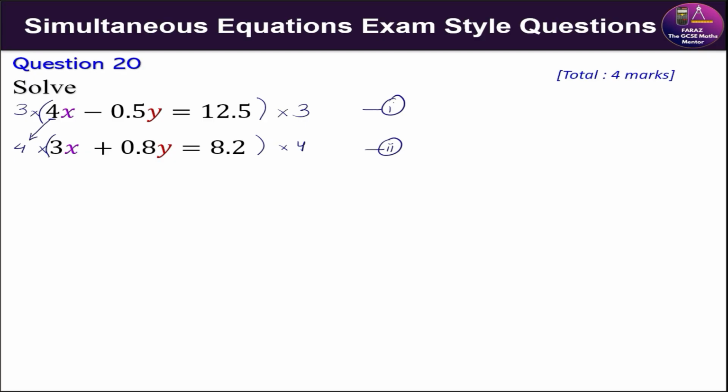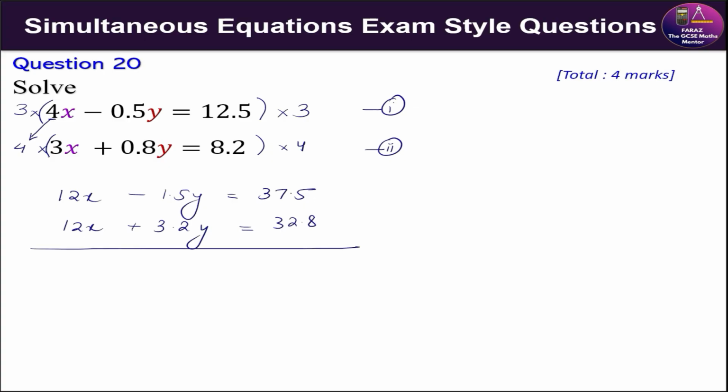If you do that, it will become 12x minus 3 times 0.5 is 1.5, 1.5y equals to 12.5 into 3, that is 37.5. For the second one, 4 times 3 is 12x and 4 times 0.8y. So 4 times 0.8 is 3.2 and there is plus sign, so we have to write plus 3.2y equals to 8.2 into 4, that would give you 32.8.